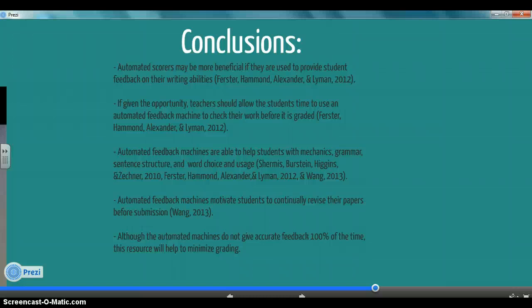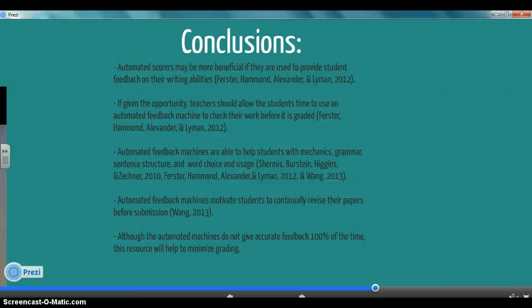So, some conclusions about the automated essay score. Automated essay scores may be more beneficial if they are used only to provide student feedback rather than grading the student's work. If teachers are given the opportunity to have an automated essay score in the classroom, they should allow students time to use it to check their work before it is graded.